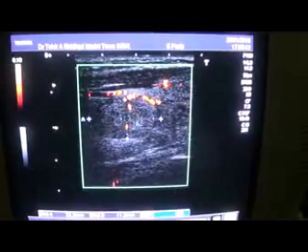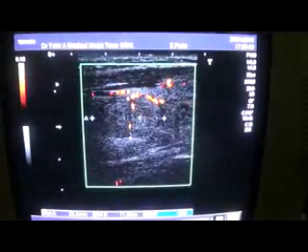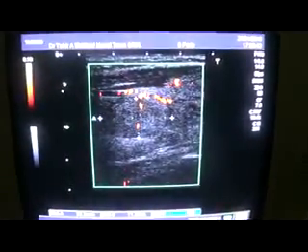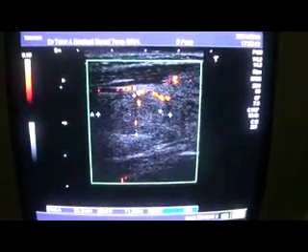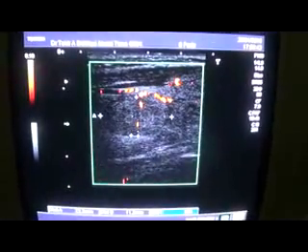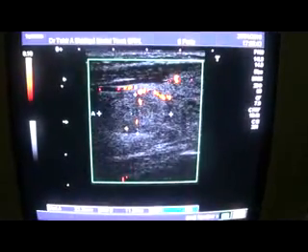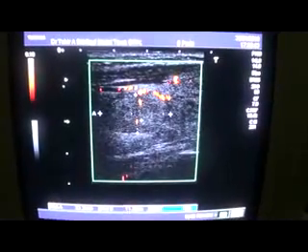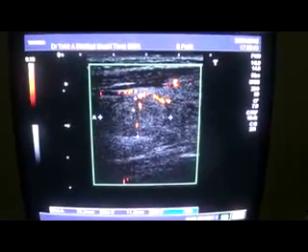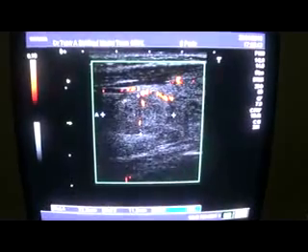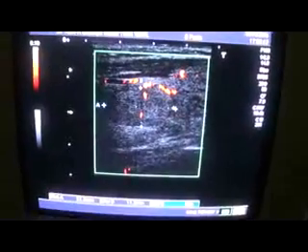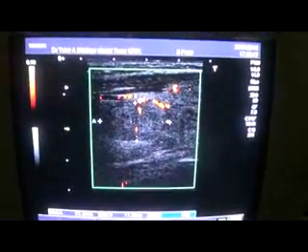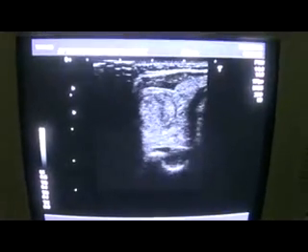This is the solid mass with internal hypoechoic area seen, but as such no calcification seen within this solid mass in the right lobe of the thyroid gland. There are two vessels seen within it, otherwise a rim of vessel is seen surrounding the outer surface of this thyroid gland. Now this is the transverse section.